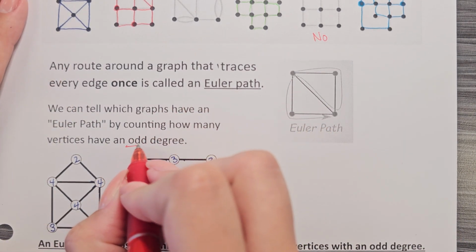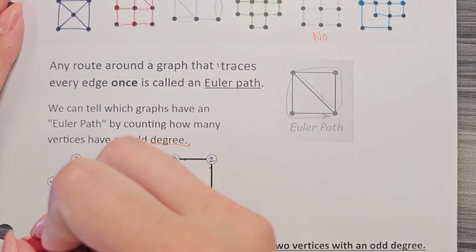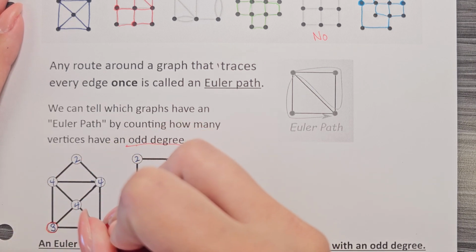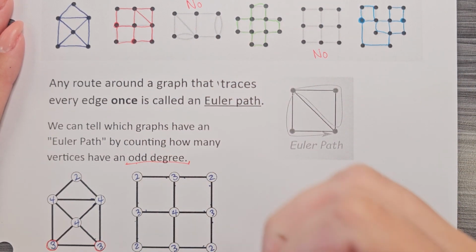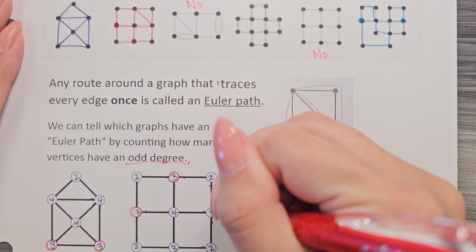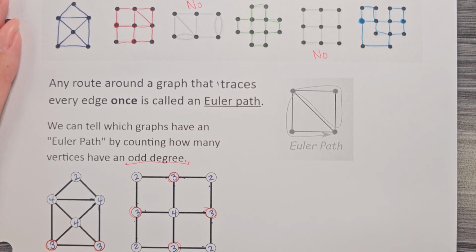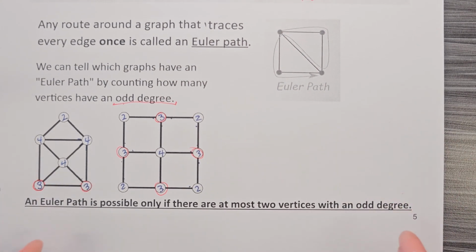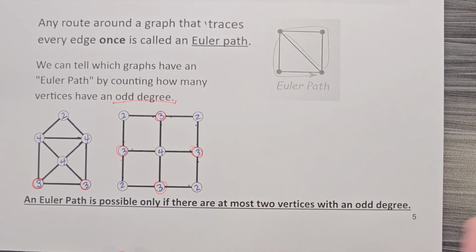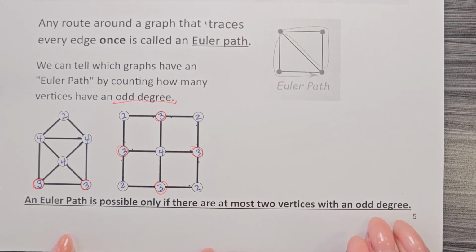Now, it says to look at how many odd degrees it has. This one had 2 odd degrees, and it was a shape that we were able to do. This one had 1, 2, 3, 4 odd degrees, and this one was impossible. So the actual exact rule is that as long as there are at most 2 vertices with an odd degree, then we can make an Euler path.